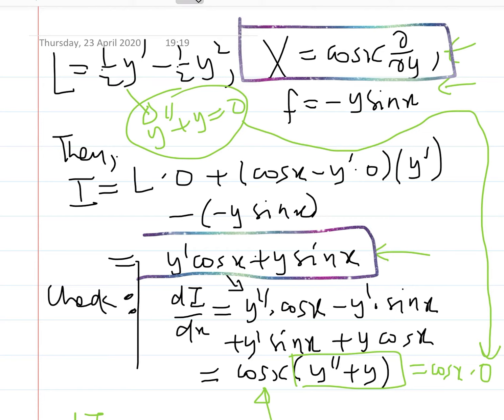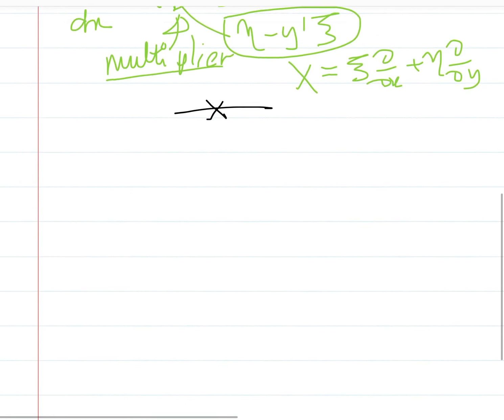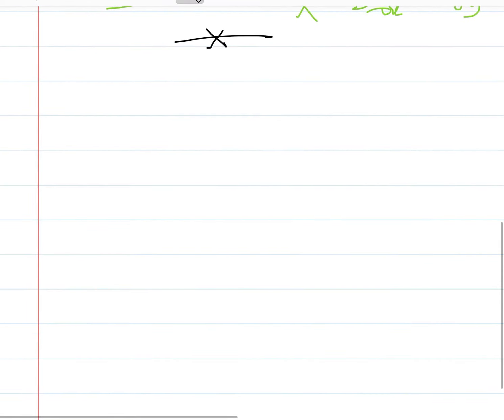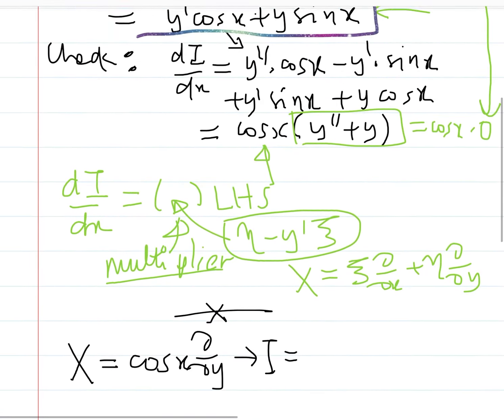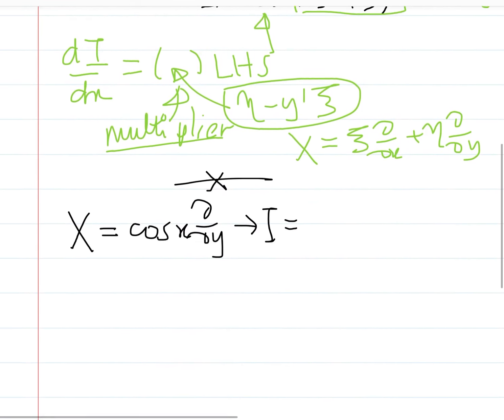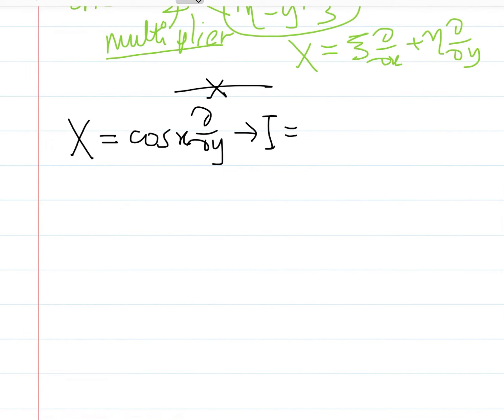So let's just rewrite the Noether symmetry. The Noether symmetry here was cosine x d by dy, and it led to the first integral y dashed cos x plus y sine x.